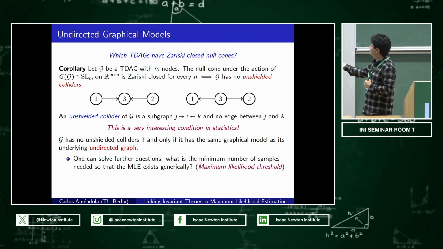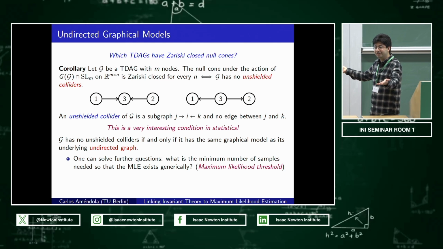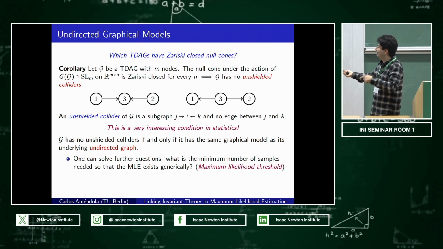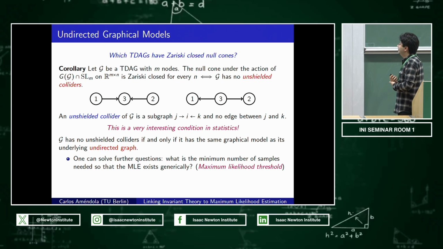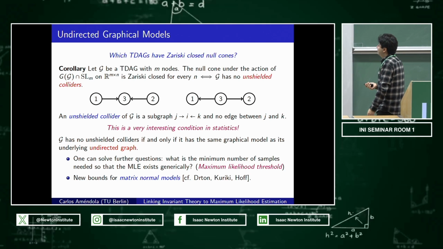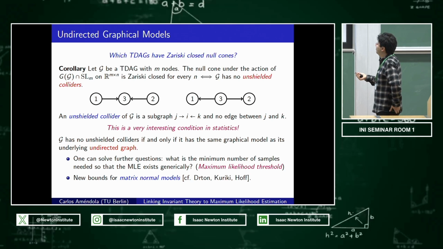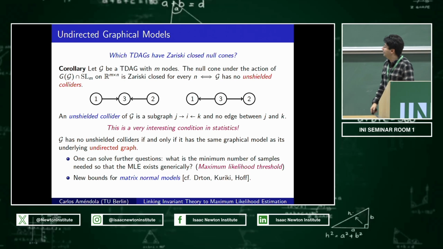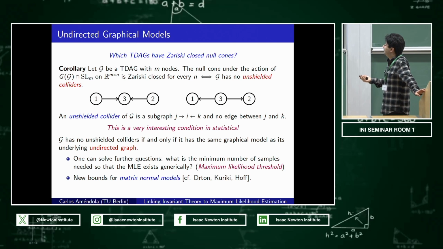And now, knowing the relationship to invariant theory, one can translate this to: okay, how many points do I need? What's the rank of this matrix so that I can guarantee some stability? And so that's what we did for matrix normal models. We actually found some new bounds. They were previously studied by Matthias Drton and collaborators. And then we found some new bounds.